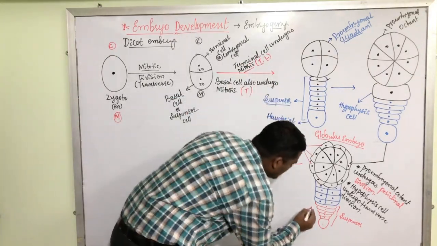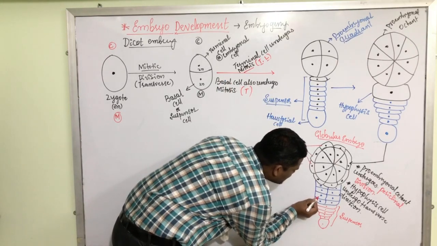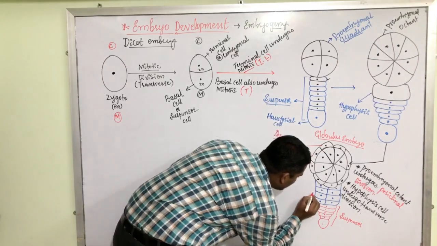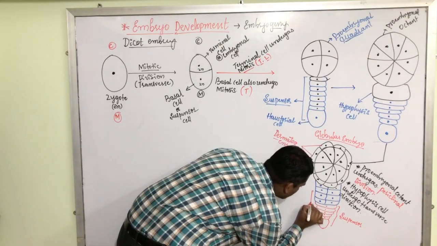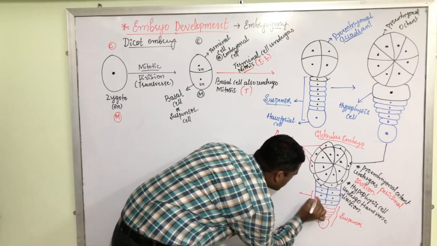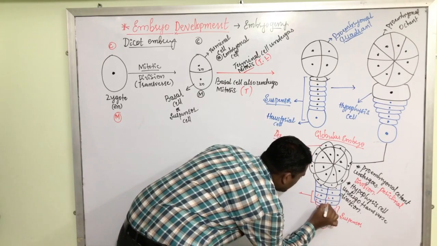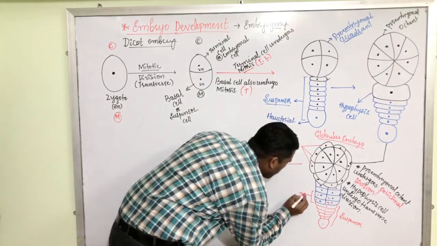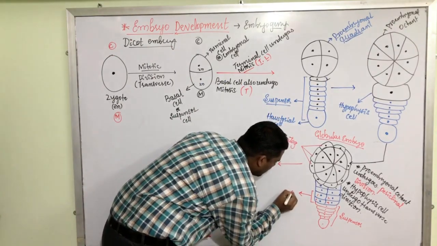Now, here we'll have 8 cells in the hypophysis. Out of 8 cells, these 4 cells, 1, 2, 3, 4, form the radical.